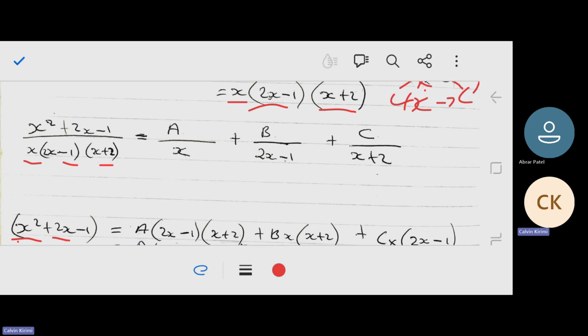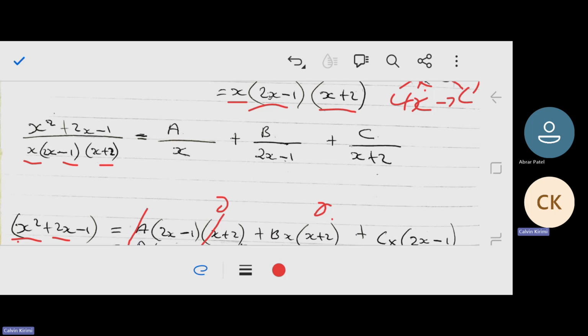Or in this case, if we let x equal 0, c will vanish and b will vanish because x is equal to 0. So you can solve for what? For a. And if x is negative 2, like I indicated, this will vanish, and this will be 0. So which means you can solve for c. And if you let x equal 0, you eliminate b and c, then you can solve for a.